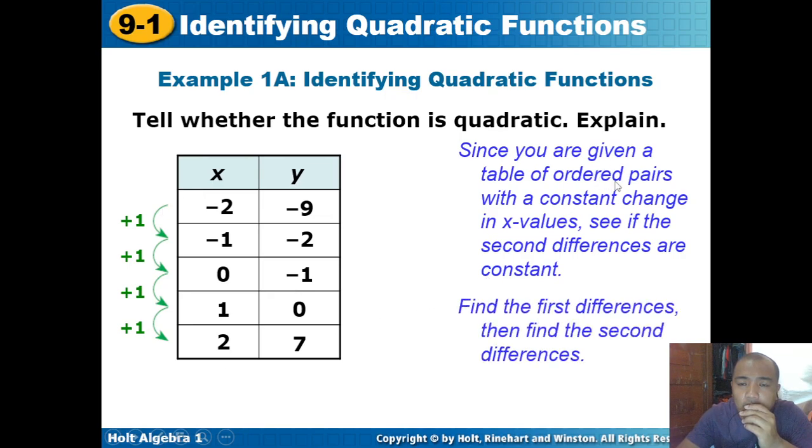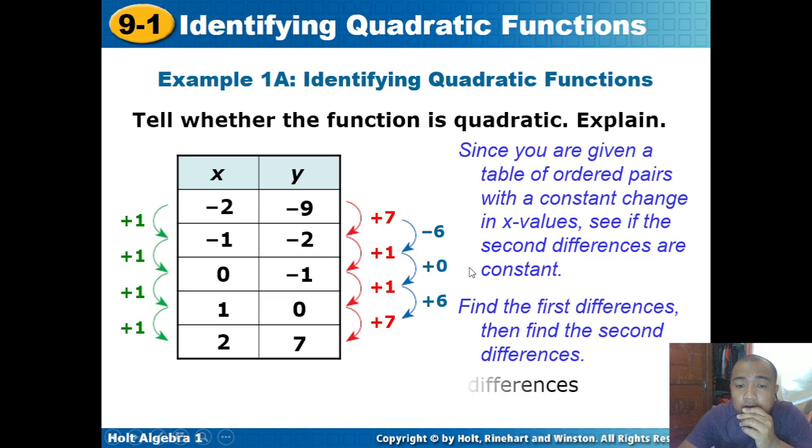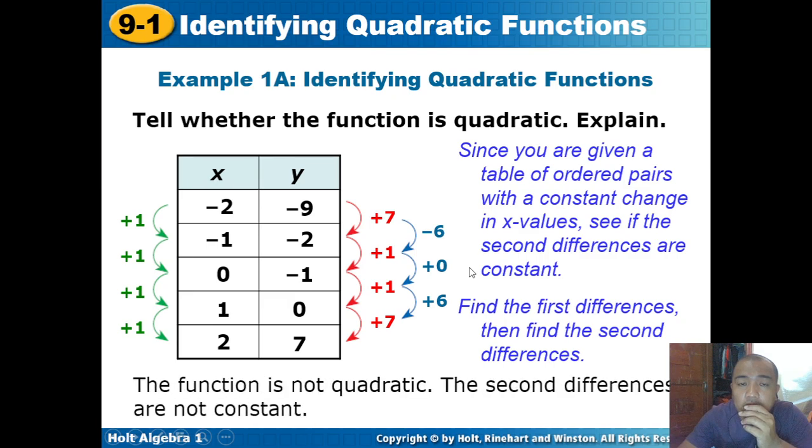So, since you are given a table of ordered pairs with a constant change in x values, see if the second differences are constant. Find the first differences, then find the second differences. So, 7, 1, 1, 7. Not equal. But you're going to subtract the first differences. 7 minus 1, 6. 1 minus 1, 0. 1 minus 7, negative 6. Not equal. So the function is non-quadratic because the second differences are not constant, or they're not the same. They're not equal.